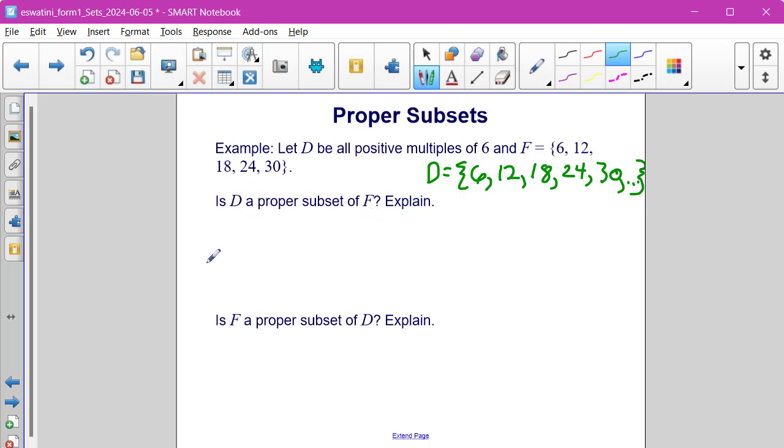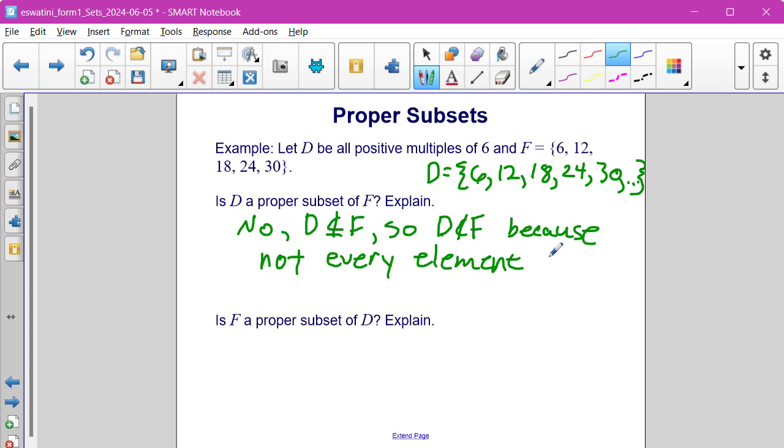The answer here is no, because D keeps going on forever and ever. D is not, first of all, it's not a subset of F, so it can't be a proper subset of F either, because not every element from D appears in F.